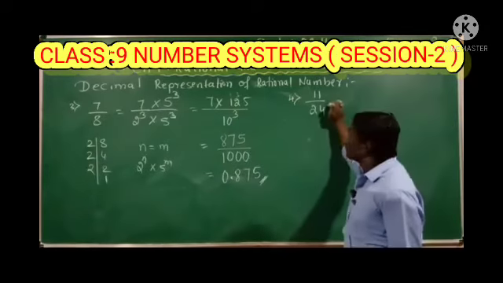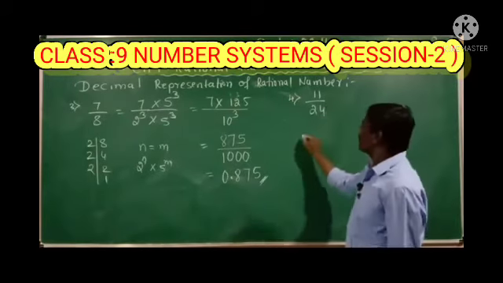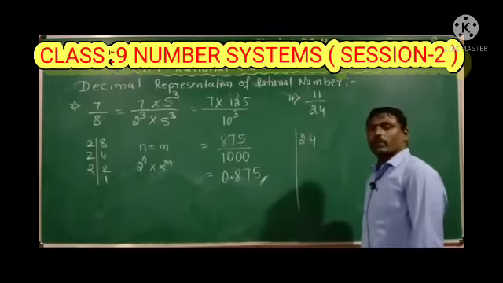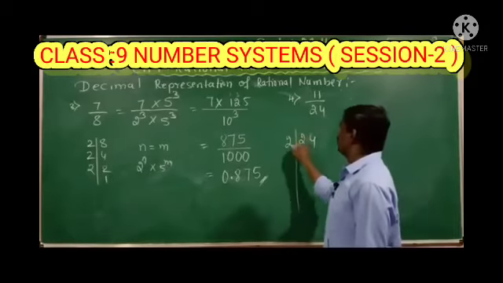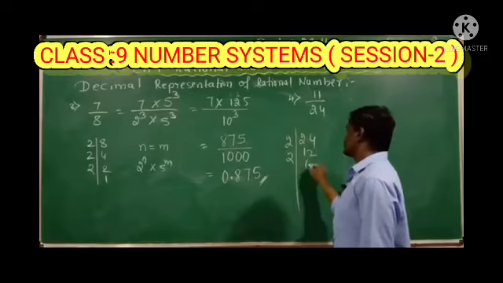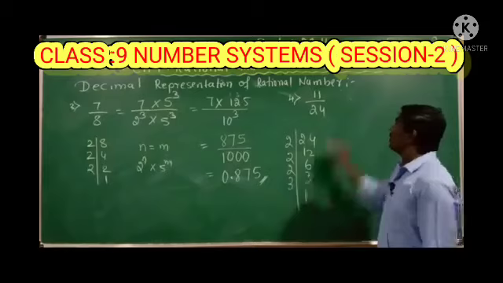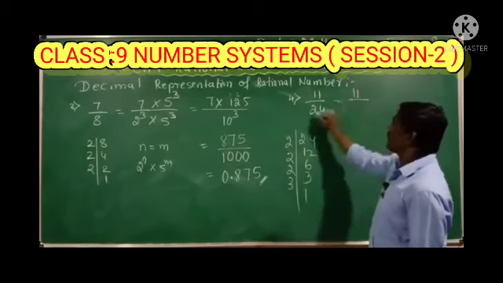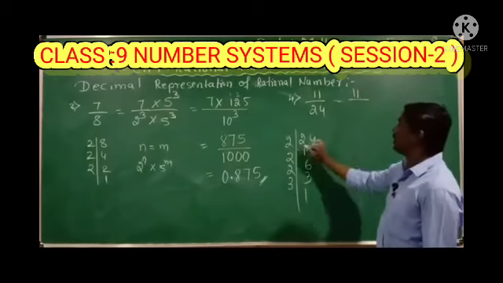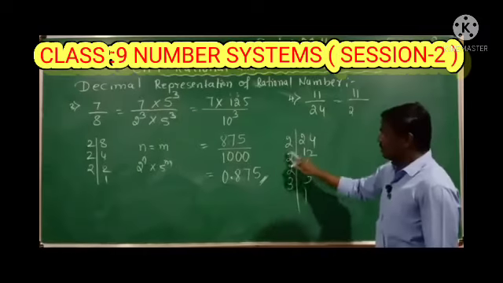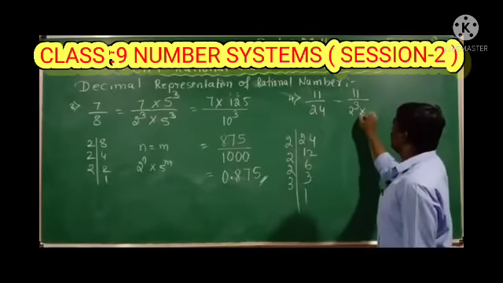What is the denominator value? 24. Just prime factorize the 24. 2 12s are, 2 6s are, 2 3s are, 3 1s are. So this 11 by 24 can also be written as 11 by 2 raised to 3 into 3.